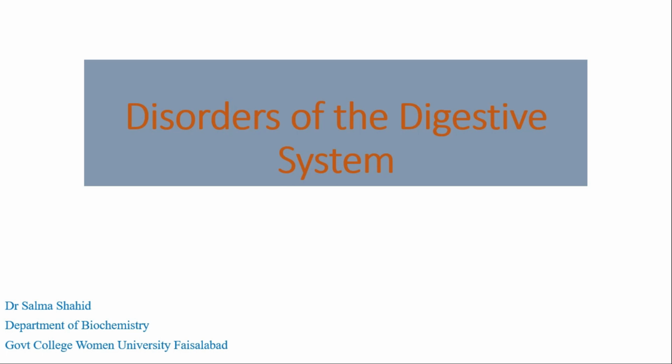So let's discuss what happens in our body when the digestive system does not work properly. We will start one by one with respect to the organs of the digestive system. So let's start first of all with the oral cavity and its problems.